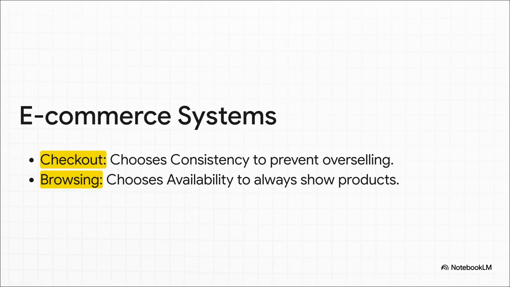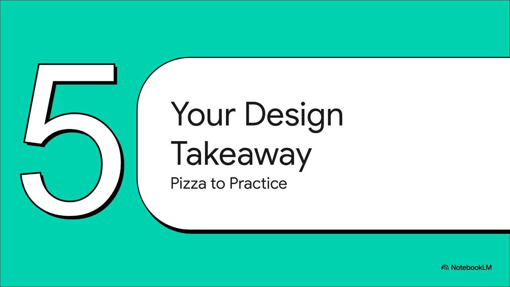And what's really cool is that this isn't always a single decision for a whole company. Take a big e-commerce site. When you're just browsing, clicking around, they're all about availability. It's better to show you a product that might have just sold out than to show you a blank page. But the second you hit that buy button, the system flips. It becomes all about consistency, making absolutely sure they don't sell that one last item to 2 different people at the same time. So there you have it.